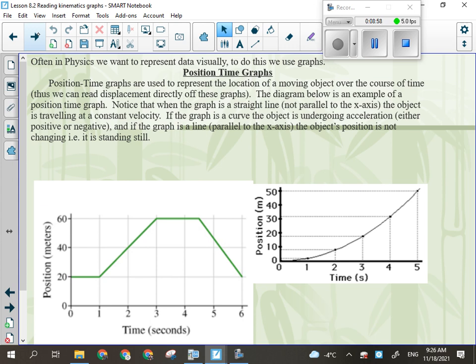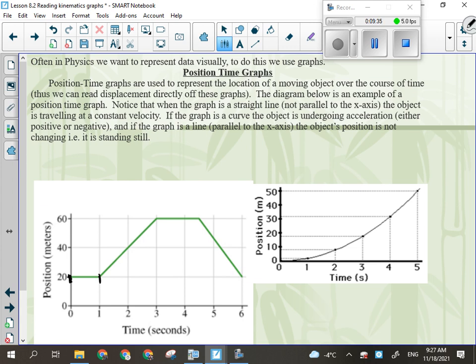Where was the object here? Where was the object at this time? Where was the object at this time? But there are other things it can show us. Not so much from reading it, but from recognizing what different shapes mean. So with this first graph here, between 0 seconds and 1 second, remembering that this graph is showing us where the object is as a function of time, what does the object do?